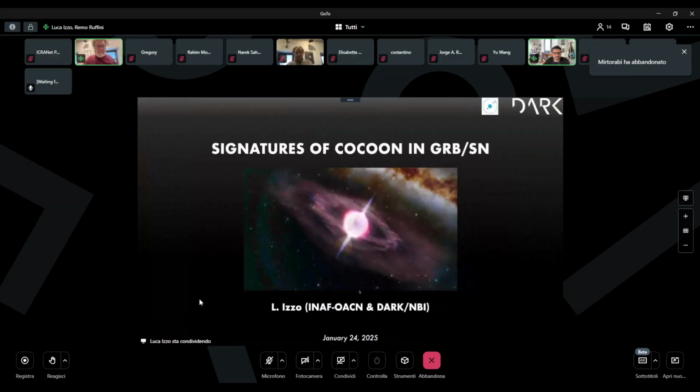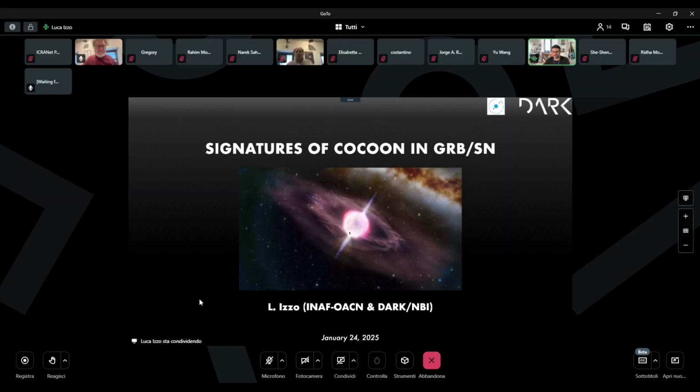Yes. Okay. So I will try to be very quick because I just want to share with you some of the recent research that I'm involved directly in. After the finding of this component, the cocoon, in very nearby GRB supernovae, I have started, in collaboration with external colleagues, a sort of program to find signatures of this component, especially at radio wavelengths. So just a quick summary about core collapse supernovae.